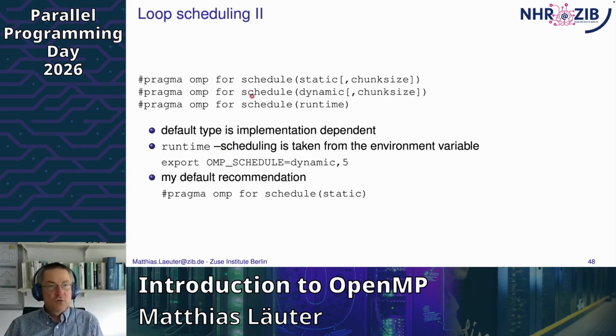So you can control this on the pragma, giving OMP for schedule static or dynamic, and you can control it as well on the command line before you start your code. My recommendation is that I always use schedule static for parallelization, so this is usually the line I write in my codes: pragma OMP for schedule static. Because the default is not defined in the standard. The default for schedule is compiler dependent.